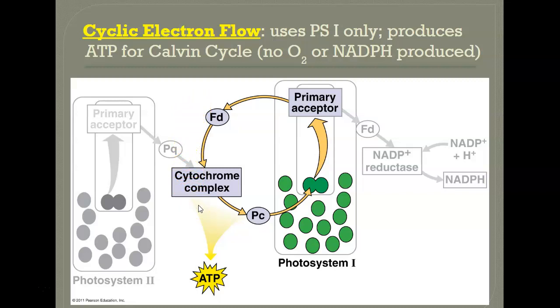So the idea is you're just making as much ATP as you can, strictly for the Calvin cycle to be able to generate more glucose. So that's where the cyclic flow comes in. Some of it is used to make NADPH, which is an energy molecule, just not quite as strong as ATP. And some of it goes to make more ATP.